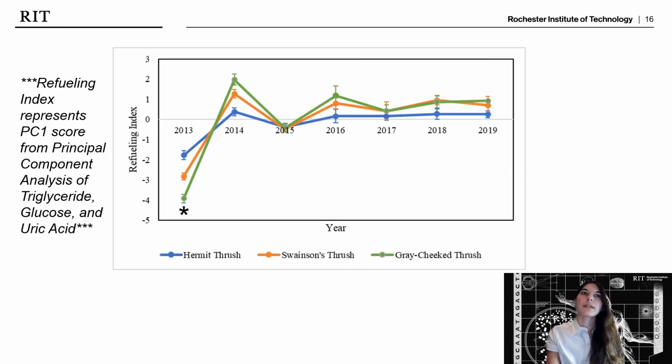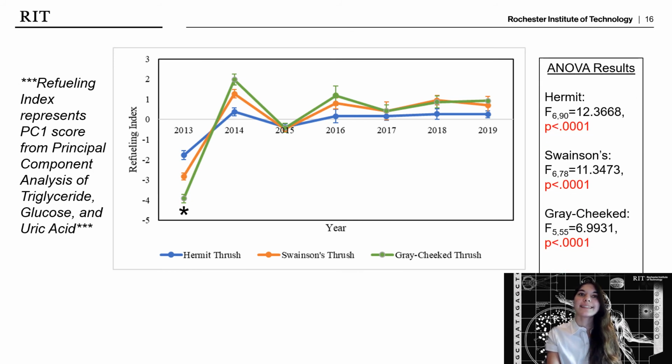This graph shows how our refueling index of triglyceride, glucose, and uric acid combined varied by year. What we feel is important to note from this is that there seem to be differences in each species' ability to refuel in different years. However, all 3 species were shown to follow a similar yearly trend in metabolite levels. An ANOVA test revealed statistically significant yearly variation.